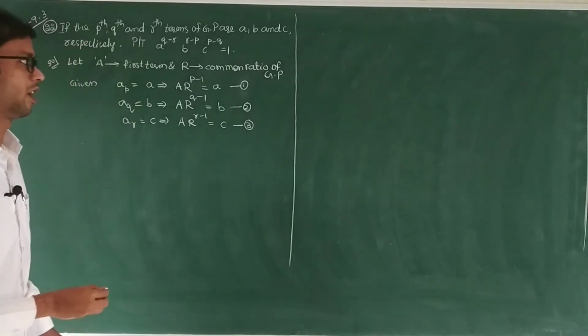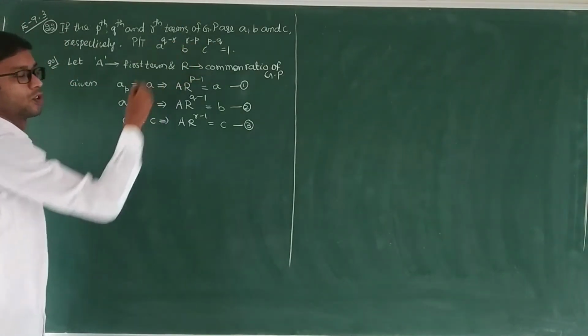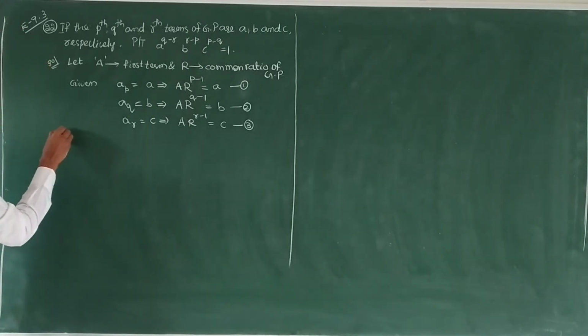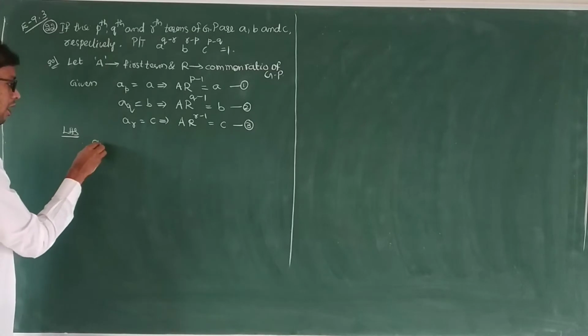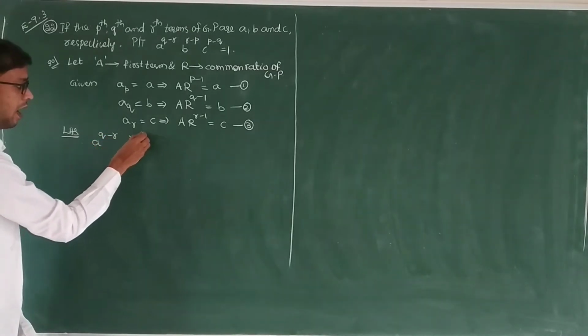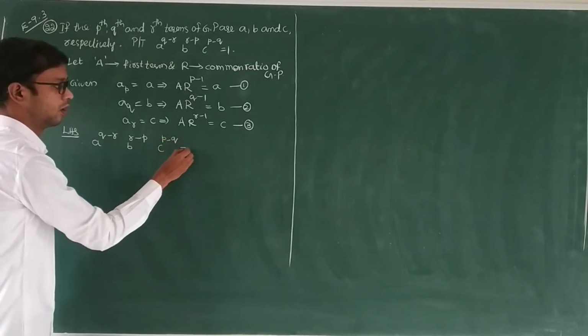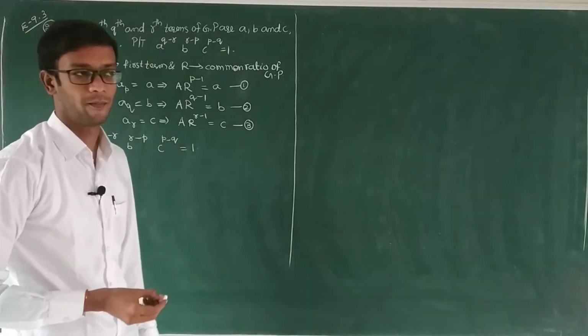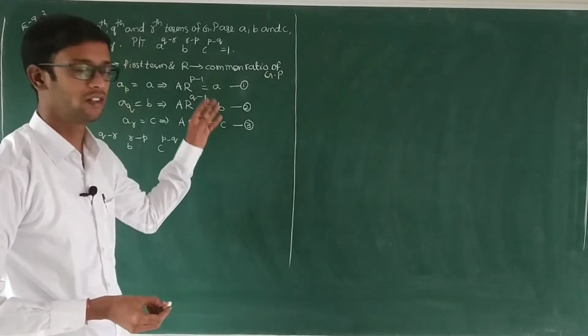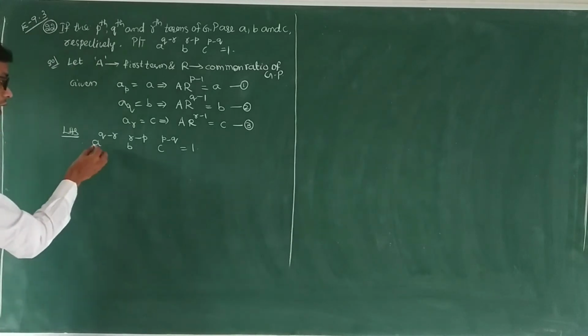3 equations I am taking now. Next step, you observe this question. LHS part I am taking. LHS part: a^(q−r), b^(r−p), c^(p−q) is equal to 1. Why are we taking this equation? This equation we use in the next step.